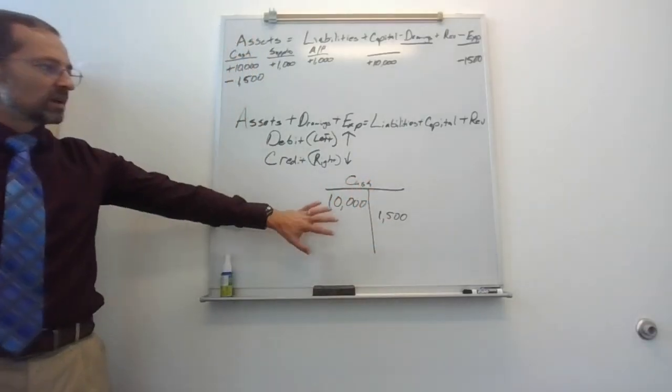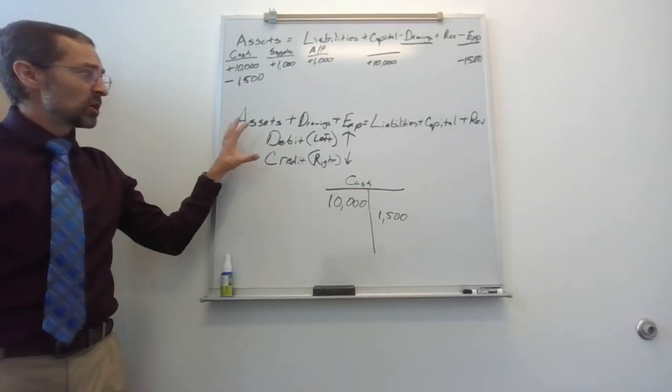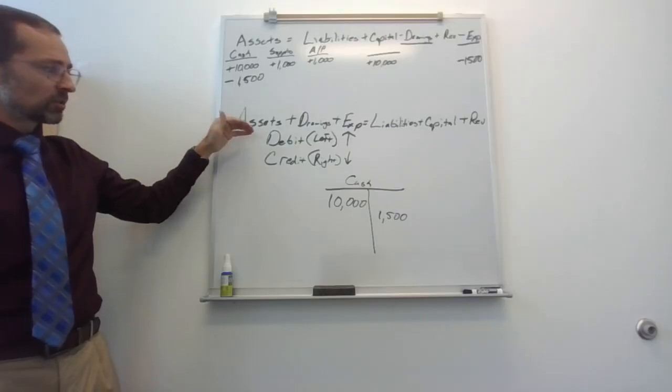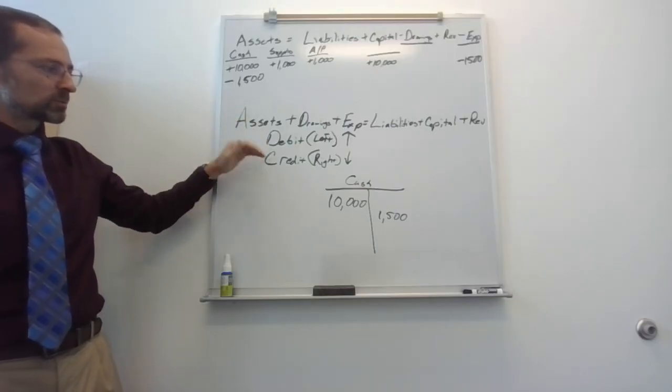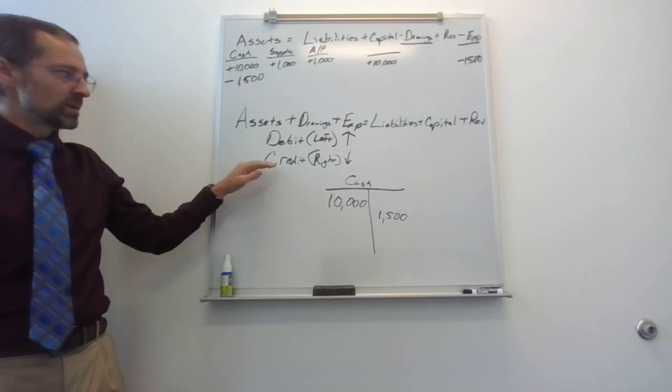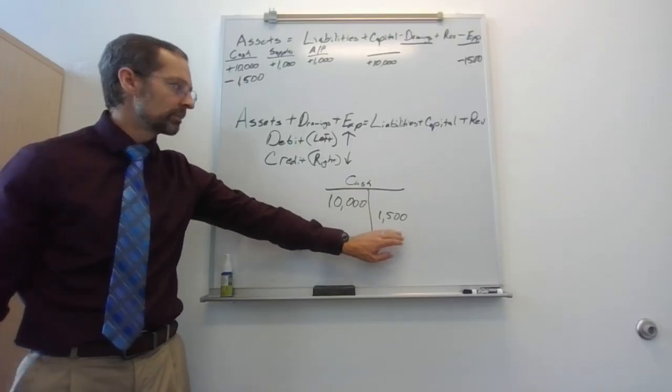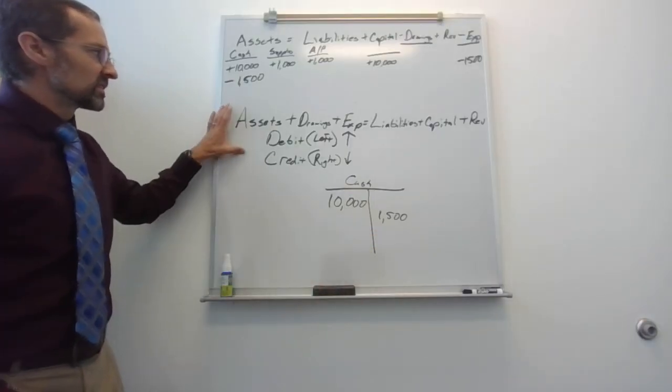All right, so by looking at the cash account and knowing that cash is an asset, it's on the left side of this equation. I know my debits make it go up, so I put it on the left side to show it going up. I put it on the right side, or the credit side, to show it going down. All right, so that's the left side of the equation.